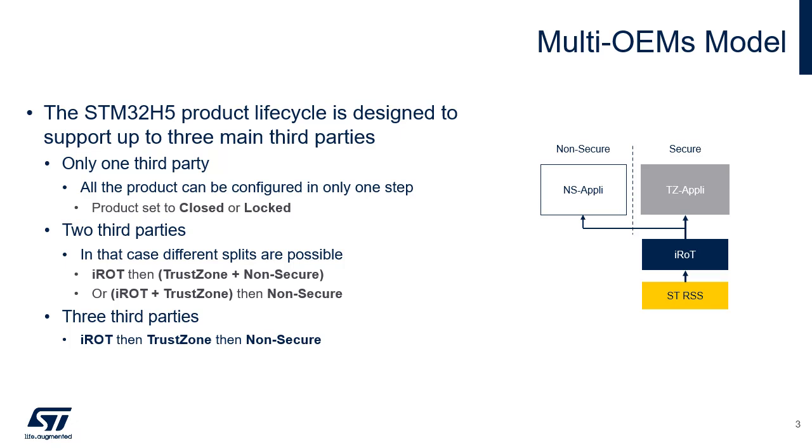Either one OEM provides the three images, or one OEM provides the IROT and secure image while another one provides the non-secure image, or one OEM provides the IROT while another one provides the secure and non-secure images, or one OEM provides the IROT, another one the secure image, and a last one the non-secure image. The product lifecycle is designed to support this model based on up to 3 OEMs. A typical product configuration taking benefit of trust zone is shown on the figure.